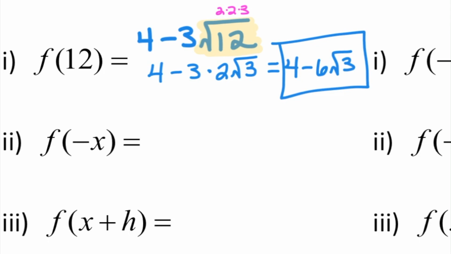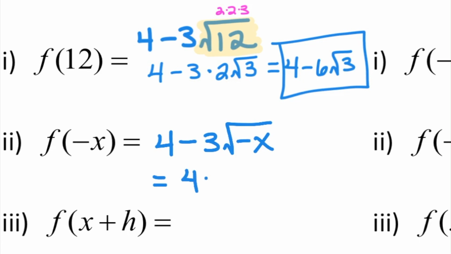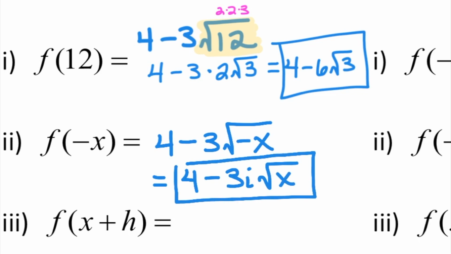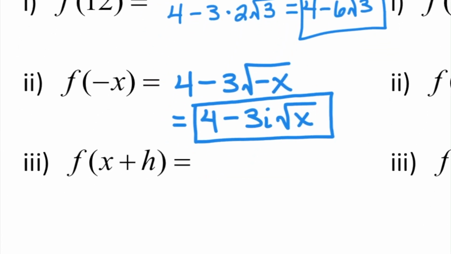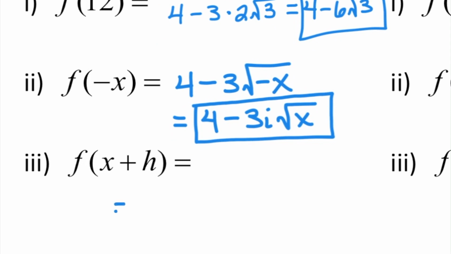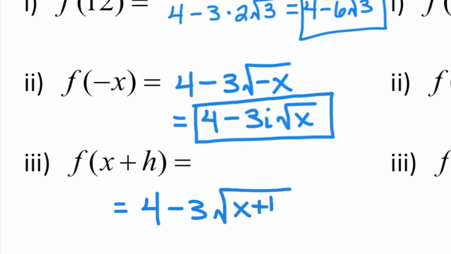In this next one, 4 minus 3 radical negative x. And because you have a negative inside of a radical, that'll be 4 minus 3i radical x. And then this third one can't be simplified, so it's just going to be 4 minus 3 radical x plus h.